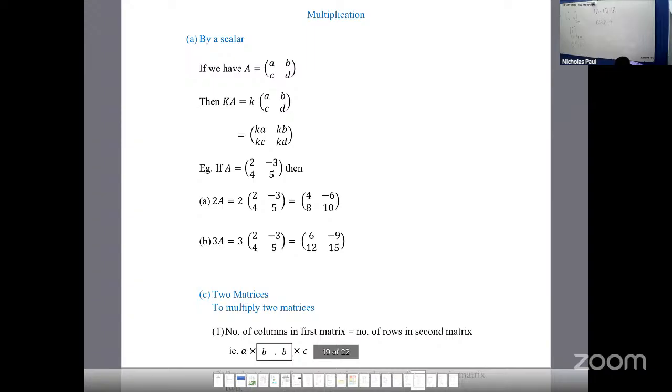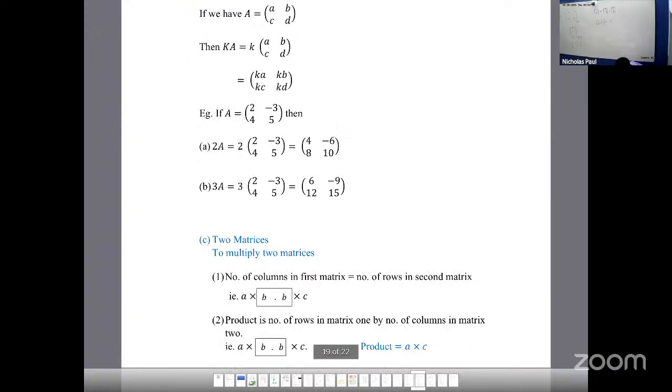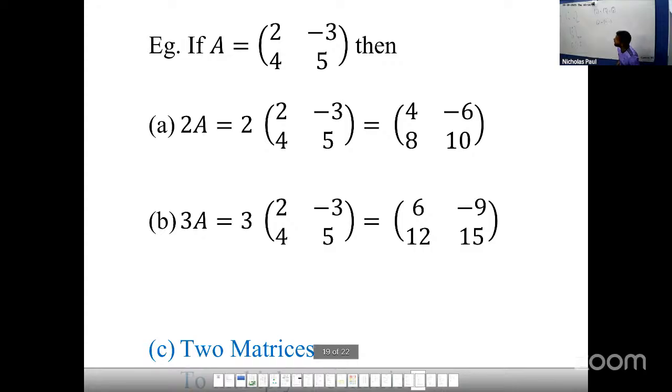Right, if we have to multiply matrices. For example, watch a small example. If you have to multiply by a scalar, for example, you're multiplying 3 by the matrix 2, minus 3, 4, 5. The way to multiply it is real simple. You multiply 3 by 2, 3 by 4, 3 by 5, 3 by minus 3. So you're basically multiplying 3 by everything, right? 3 by 2 is 6, 3 by 4 is 12, 3 by minus 3 is minus 9, 3 by 5 is 15. That's okay? That's multiplying by a scalar.